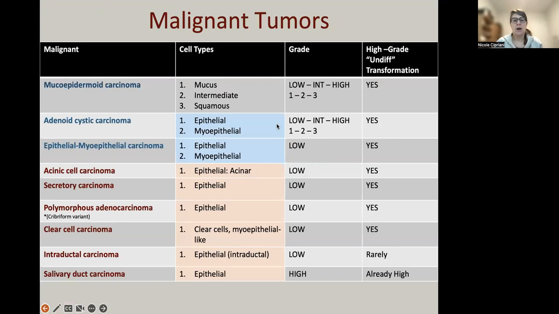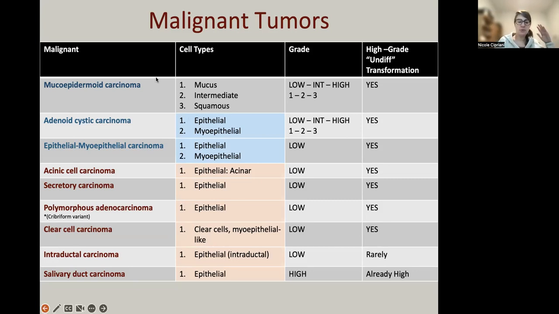All right, now, before we move on to the purely malignant tumors, do you guys have any questions on the benign or the benign with malignant counterparts? Okay, cool. We have about 15 or so minutes left.